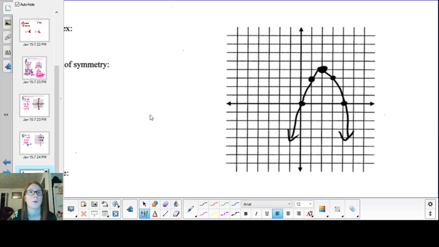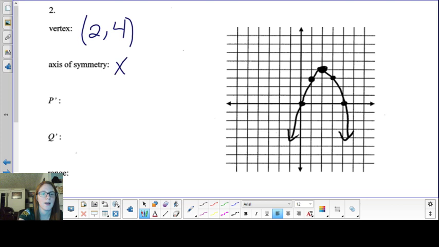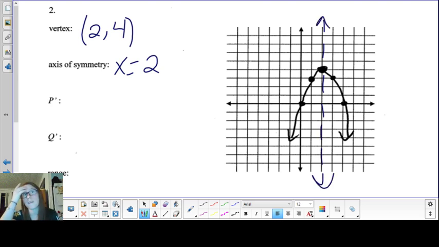Yep, this is my last one. Okay. So, last guy of the night. My vertex is at 2, 4. My axis of symmetry is at x is 2. In this one, my P and my Q are not marked. So we can make them whichever one we want.